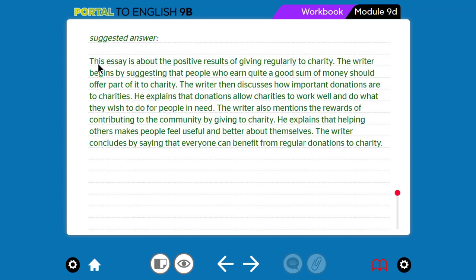Let's read it together. This essay is about the positive results of giving regularly to charity. The writer begins by suggesting that people who earn quite a good sum of money should offer part of it to charity. The writer then discusses how important donations are to charities. He explains that donations allow charities to work well and do what they wish to do for people in need. The writer also mentions the rewards of contributing to the community by giving to charity. He explains that helping other people makes people feel useful and better about themselves. The writer concludes by saying that everyone can benefit from regular donations to charity.